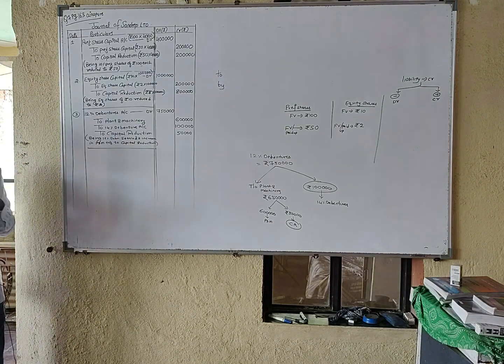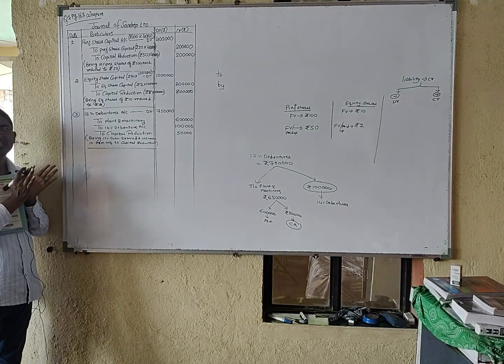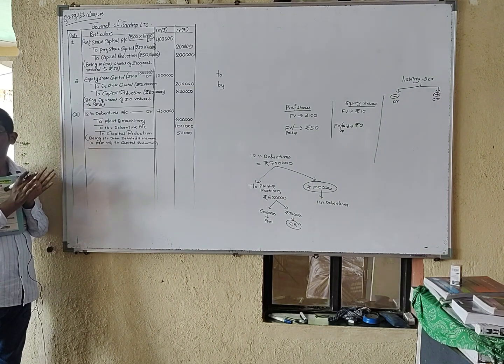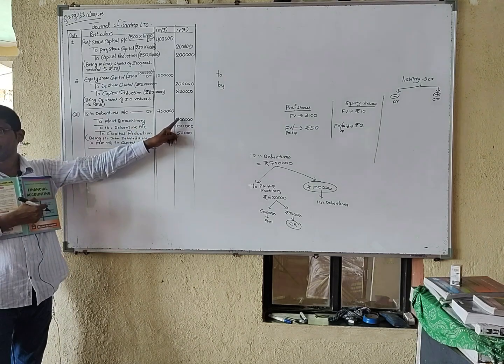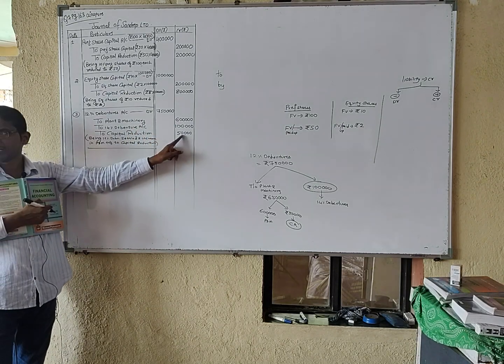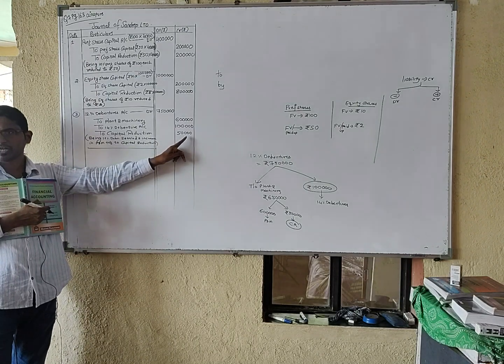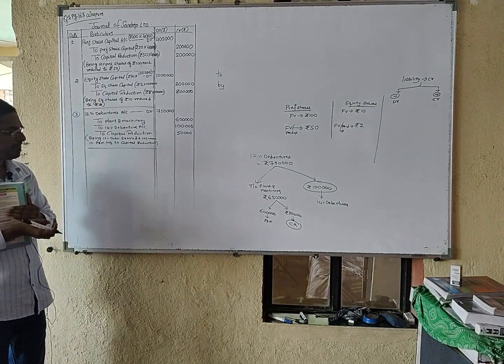Are you clear till here, students? Any doubt in this entry you can ask me. Just look at this entry. All of you are clear? Okay. Plant and machinery, don't write 6 lakh 50. 50,000 you have to transfer where? That increase you have to transfer to the capital reduction account. Clear? Yes or no? Okay.